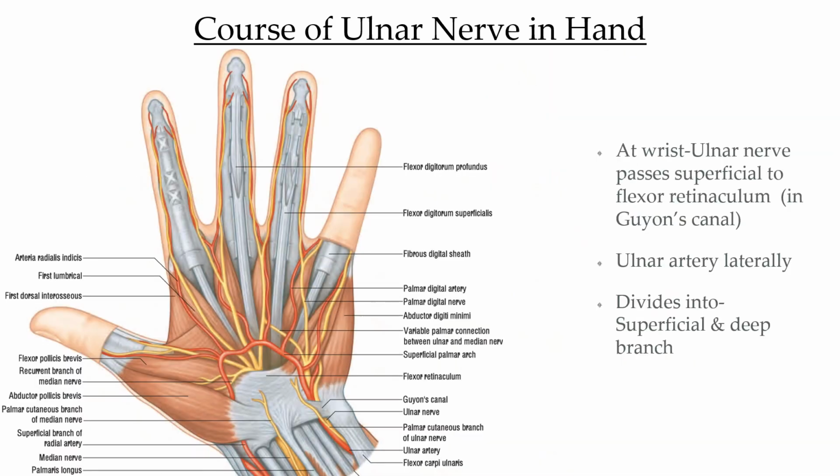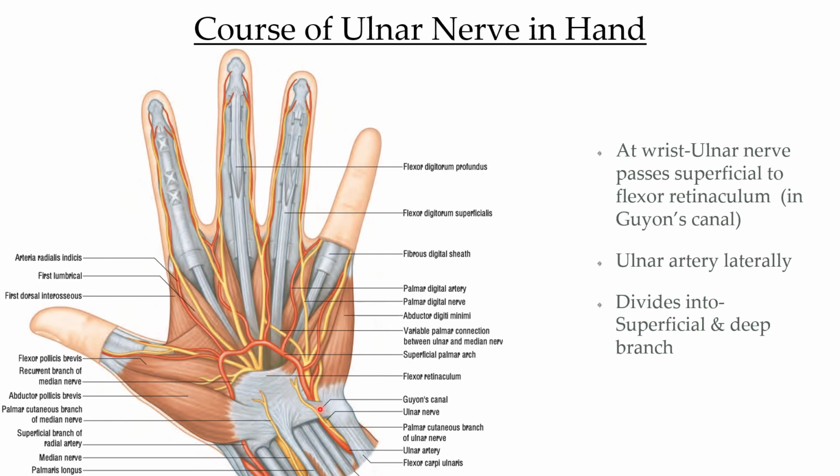After descending deep to flexor carpi ulnaris, the ulnar nerve reaches the wrist joint, where it crosses superficial to the flexor retinaculum. Before the ulnar nerve reaches the flexor retinaculum, it gives a branch called the palmar cutaneous branch. So this palmar cutaneous branch and the trunk of the ulnar nerve both pass superficial to the flexor retinaculum.